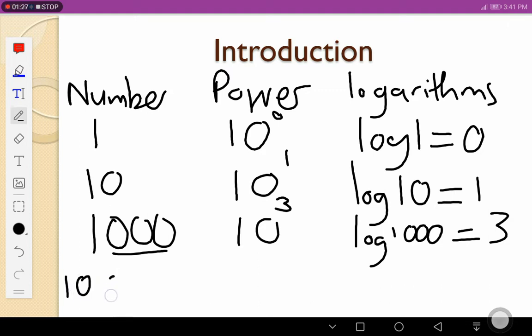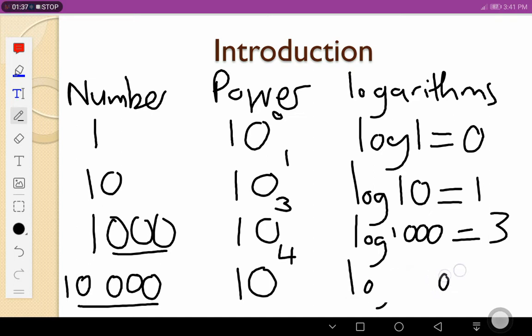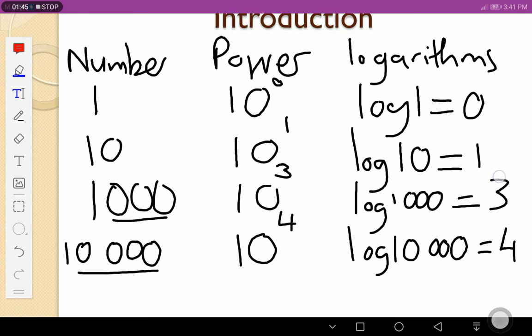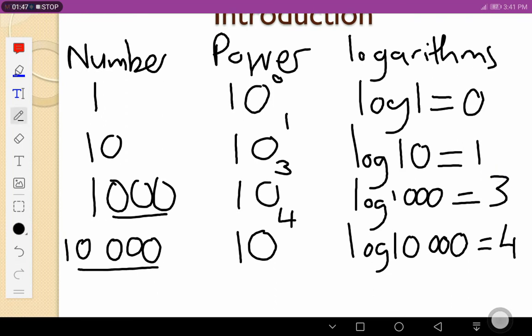Okay, let's have 10,000. So we have 4 zeros, so that's 10 to the power of 4. It becomes log of 10,000, and it's equal to 4. So that's how we do our numbers in relation to our powers.